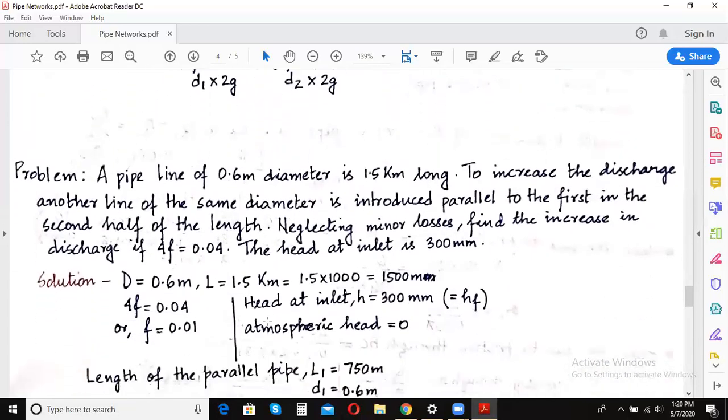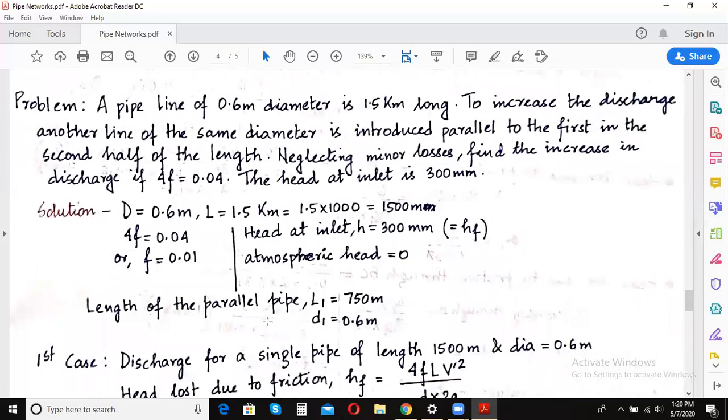Now let's move on to a problem. This is quite a lengthy problem. Let's see what the problem says. A pipeline of 0.6 meter diameter is 1.5 kilometers long. So basically we have a pipe whose diameter is 0.6 meters and the length is 1.5 kilometers.